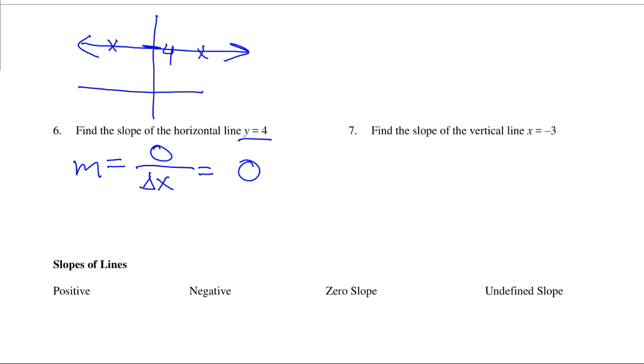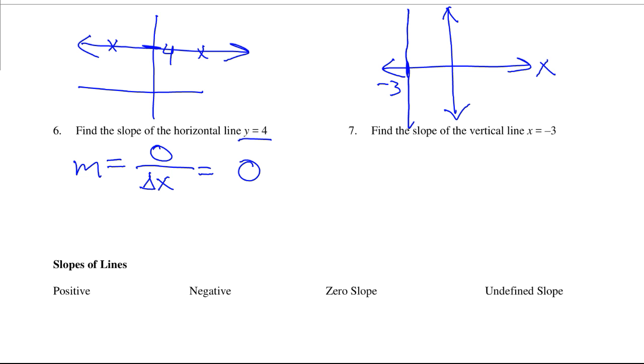Now suppose we have a vertical line like number 7, and so we're looking at the graph where x is -3. We're going to say this is -3 over here. And so that line is going vertically through that point. And if we take a look at it, the change in the y's, depending on which points we pick, suppose here and here, whatever that amount is.